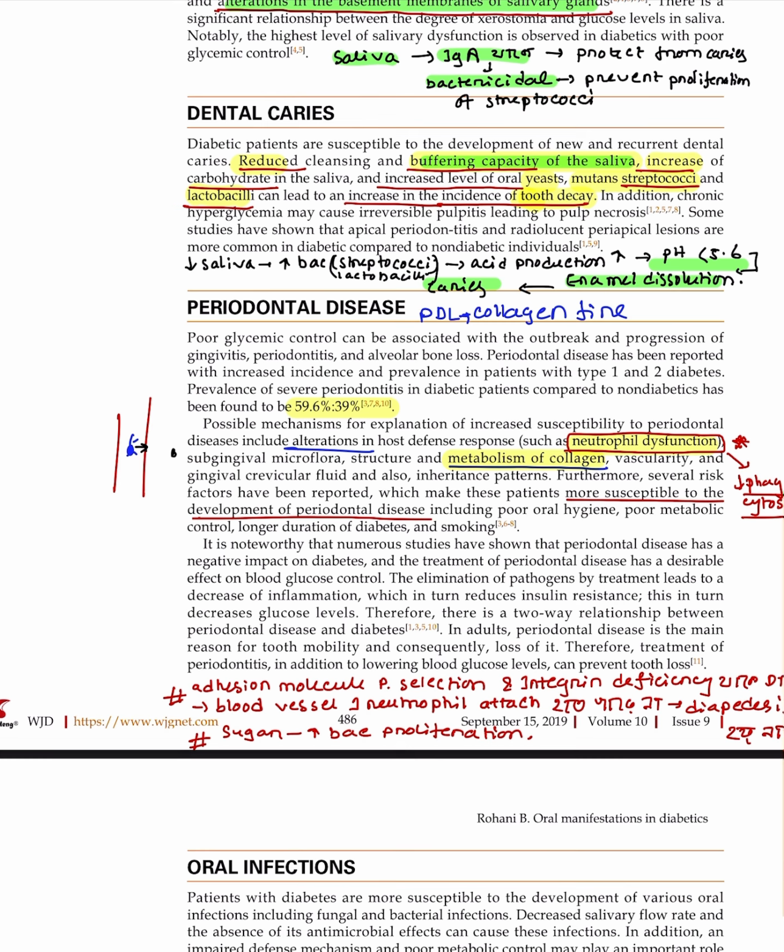And another thing is collagen fiber metabolism, that is, the synthesis of collagen fiber is decreased. And we know the periodontal fiber is made of collagen. So these things contribute together to periodontal disease.